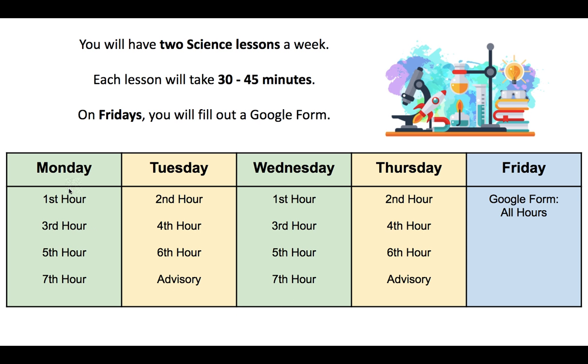So for example, if you have science first hour, you would complete your science lessons on Monday and Wednesday with no science on Tuesday and Thursday. If you have science fourth hour, you would complete your science on Tuesday and Thursday with no science Monday or Wednesday. Make sure you check with your teacher about your plan.